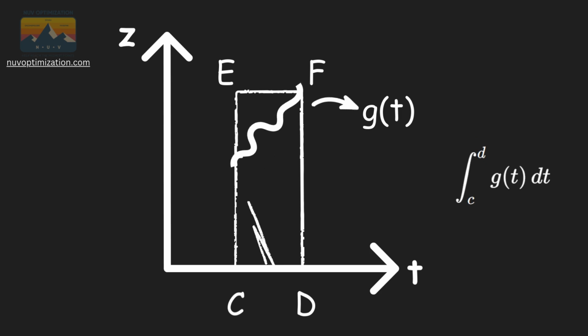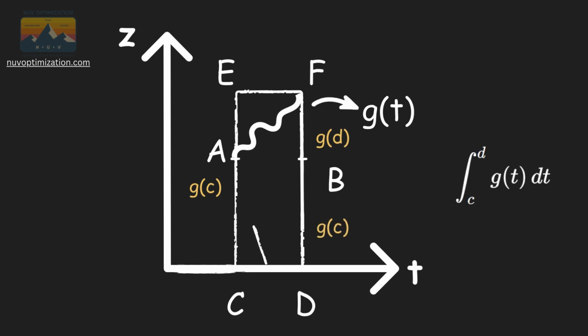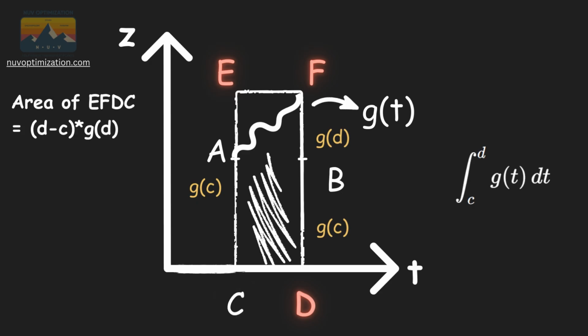To estimate this area, we can use simple geometric shapes. Here we have A as the point on the curve g of t, where t equals c. Its vertical position shows the value of g of c. And F is the point on the curve g of t, where t equals d. Its vertical position shows the value of g of d. We also choose the point B between d and F, whose vertical position shows the value g of c. The upper bound is the rectangle formed by E, F, D, and C, which gives us an overestimate. Its height is g of d, the height of points B and F, and its width is d minus c. Its area is d minus c times g of d.